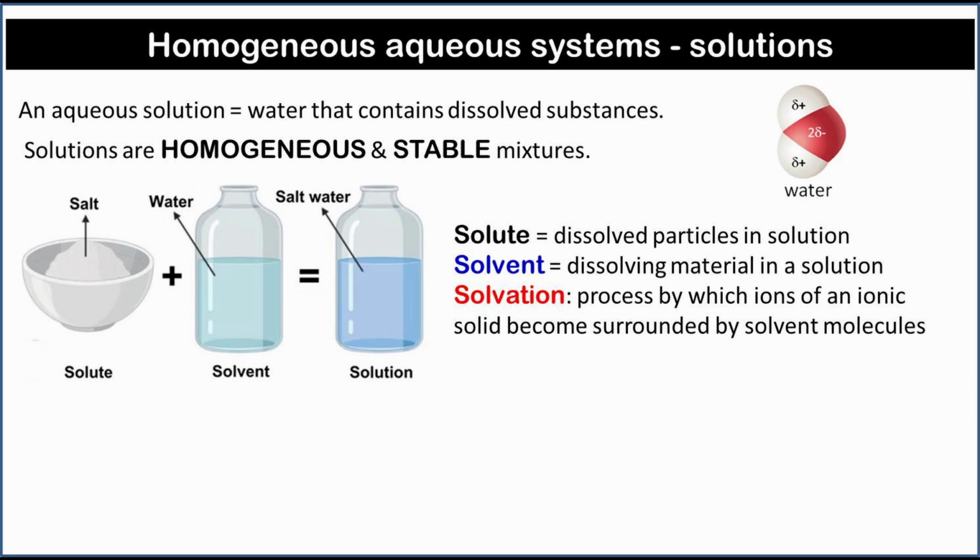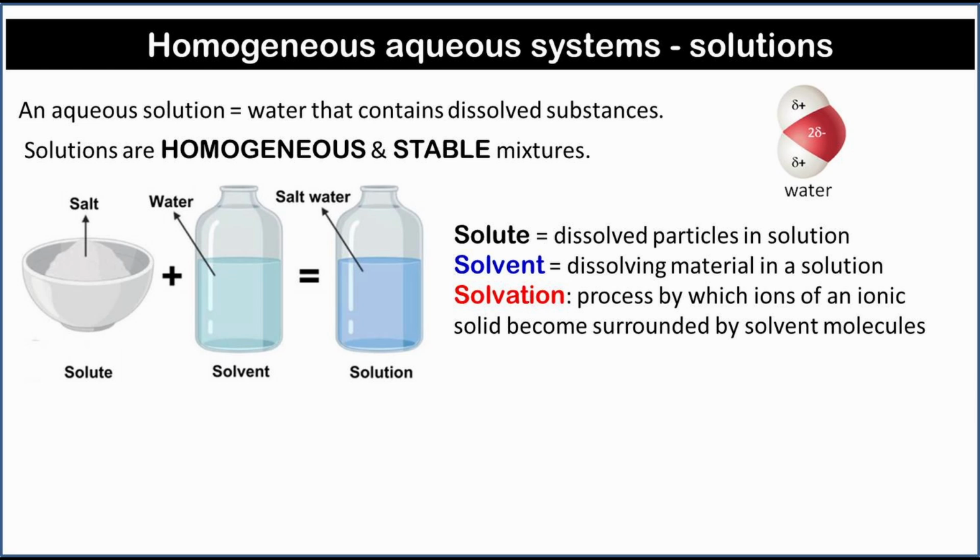Water dissolves many of the substances with which it comes in contact. An aqueous solution is water that contains dissolved substances. Solutions are homogeneous and stable mixtures. When you mix salt and water, you obtain a salt-water solution. Salt is the solute, which is the dissolved particles in a solution. Water is the solvent, which is the dissolving material in a solution.